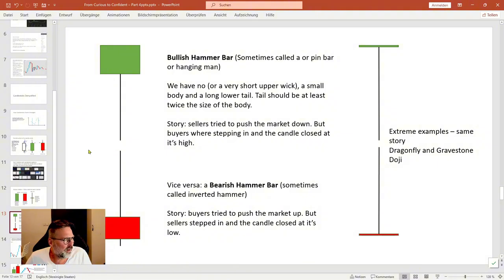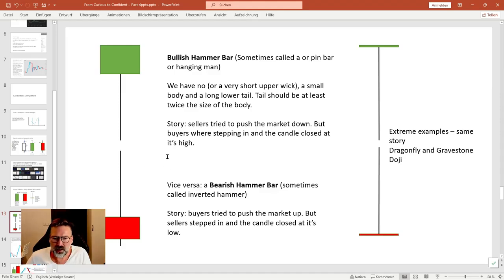Then you have these examples, a long tail and a small body on top or at the bottom. There can be a little bit of tail or no tail at all. This is what we call a hammer bar. And this is an inverted hammer. Sometimes it's called a pin bar. This is called a hanging man. Sometimes they call it a shooting star. It's all the same, right?